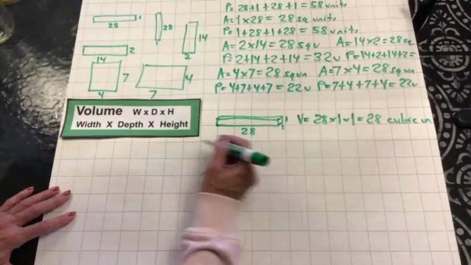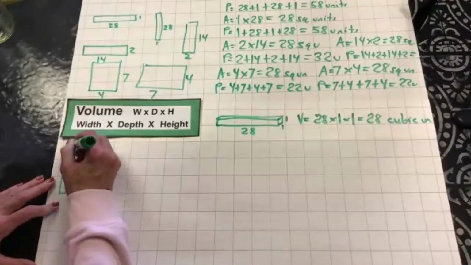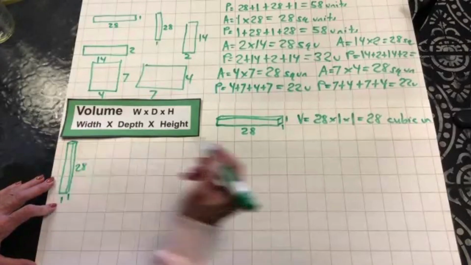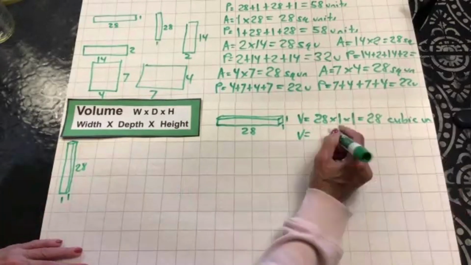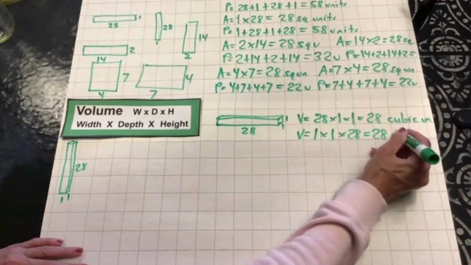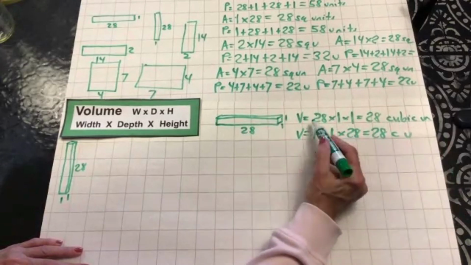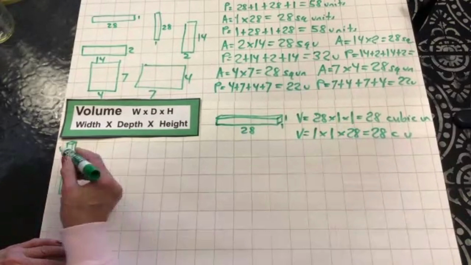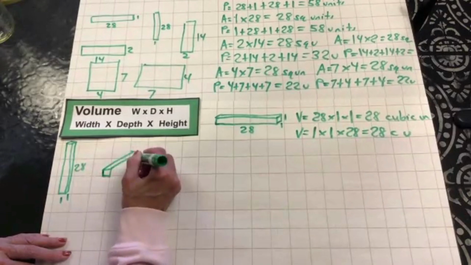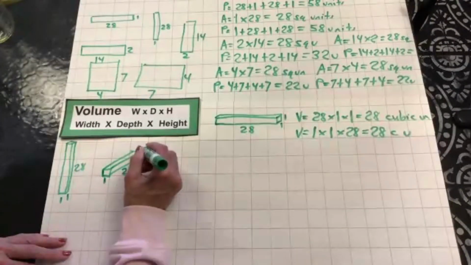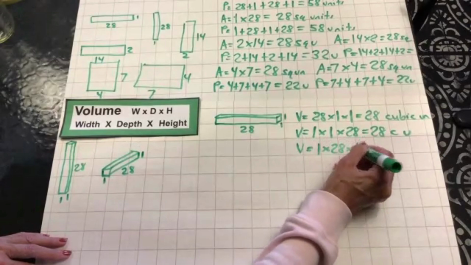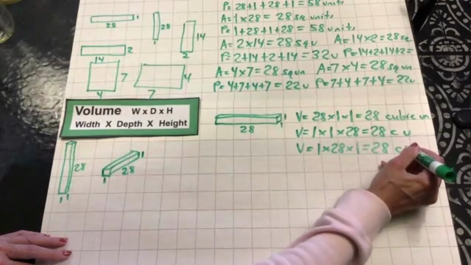All right, so our next one would be, and I'm just going to draw it over here, 1 wide by 1 deep by 28 tall. So that would be over here, 1 by 1 by 28, which is 28 cubic units. So as you can see, we just rearranged. We put the 28 not at the beginning, but at the end, same thing. All right, so the next one would be, if I was to draw this front, 1 by 28 by 1. And of course, that equals the same.